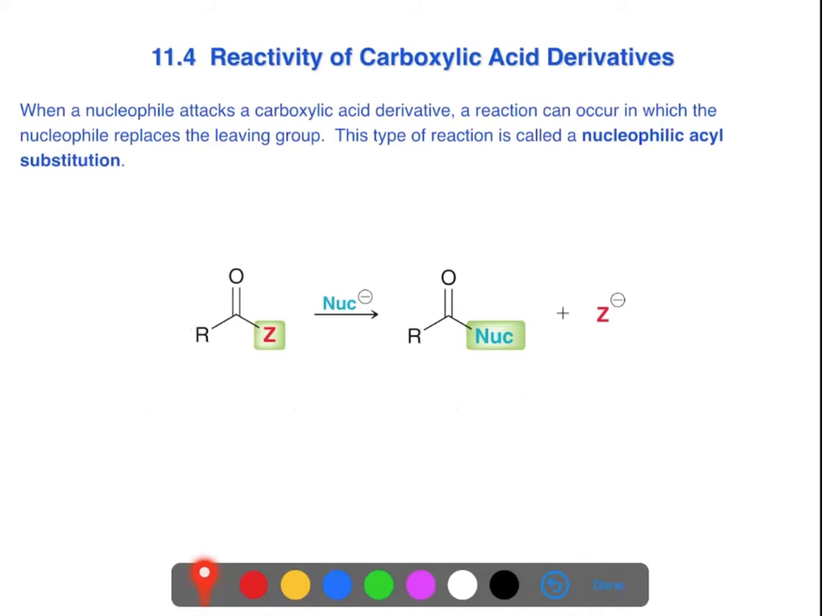Now, when a nucleophile attacks a carboxylic acid derivative, a reaction can occur in which the nucleophile ends up replacing that leaving group or that group of atoms. We refer to this reaction as nucleophilic acyl substitution. And this is the last mechanism that we'll cover in this course, and is the main mechanism that we observe for carboxylic acid derivatives.